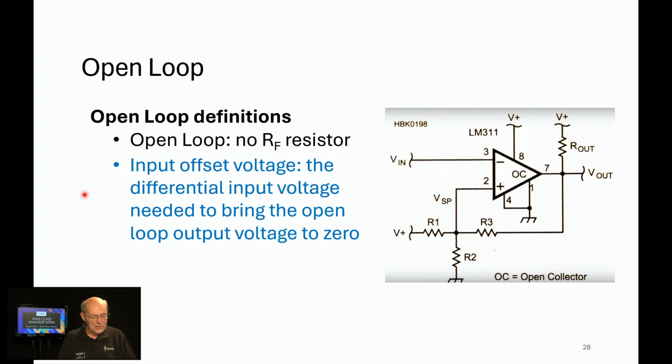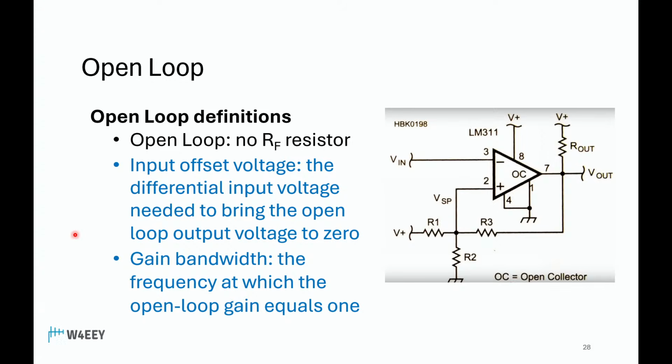Now that's a definition. How much do we need to pad it, if you want to call it that, in order to get it to 0? That's the input offset voltage, and these would all be in the spec sheets of the parts that we might be interested in using.